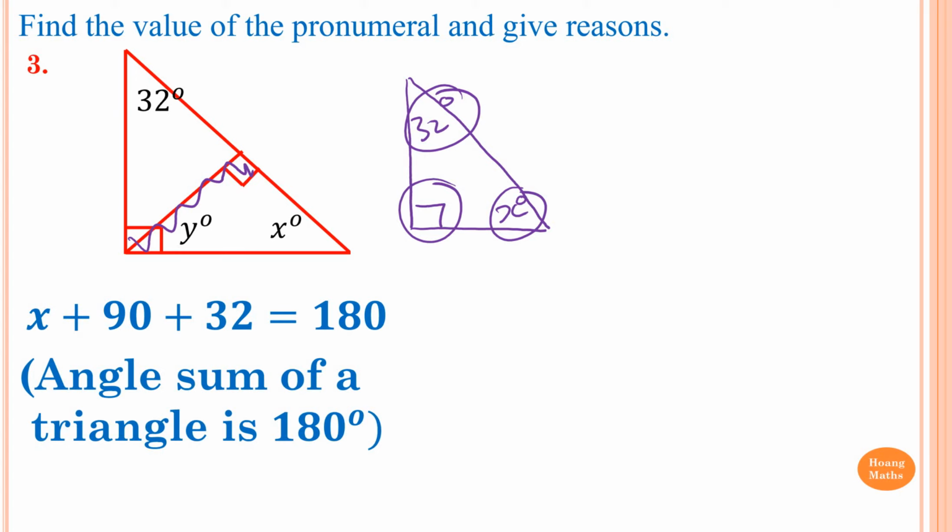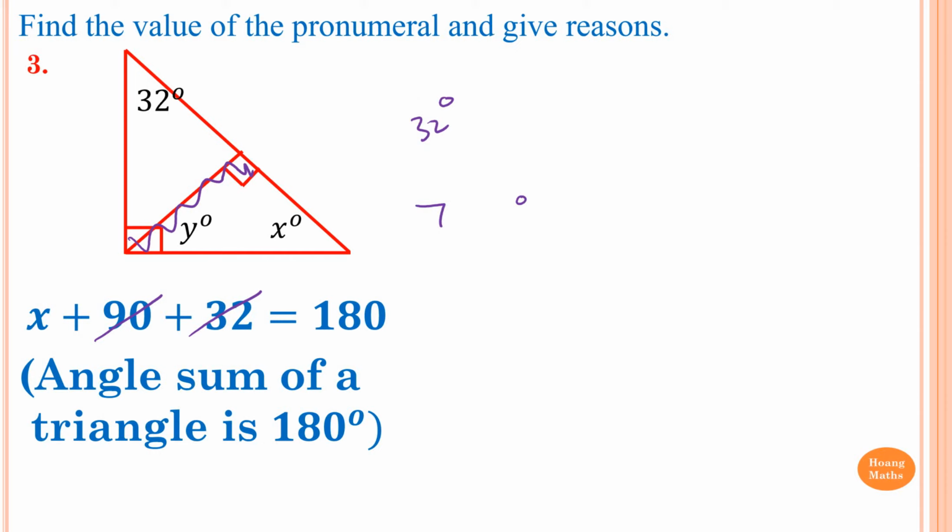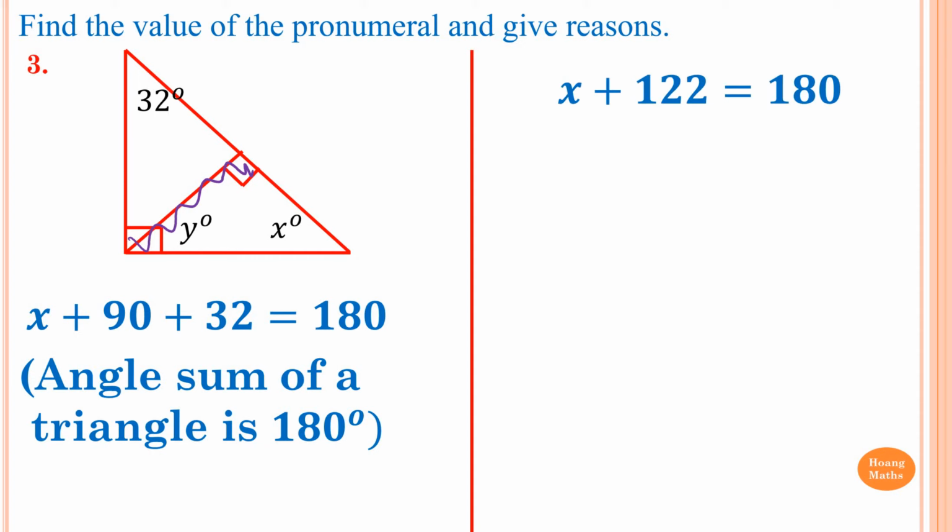And then to solve for x, collect like terms, 90 plus 32. So 90 plus 30 is 120. Add 2, so 122. So x plus 122 is 180 degrees. So now, minus 122 on the left, minus 122 on the right. So this cancels out. So 180 minus 120 is 60. 60 minus 2 is 58. So therefore, x is 58.